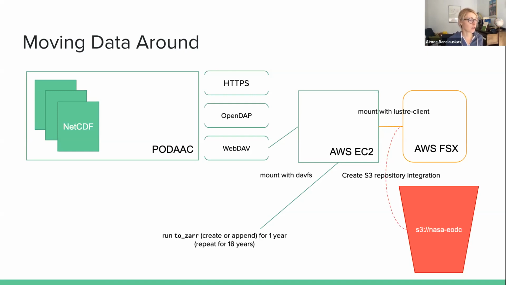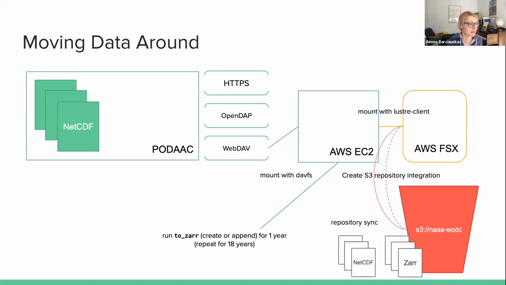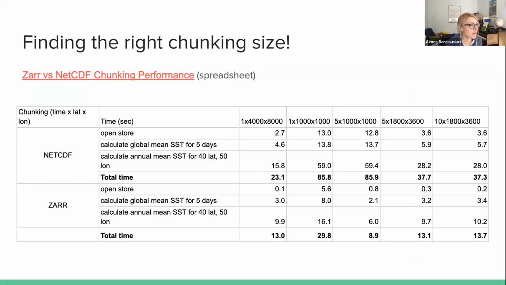So I used both the create of an original Zarr store, and then I appended periodically a year of data and repeated that for 18 years. There's a lot of trial and error that went into this approach, but this is where we ended up. And then we used the repository sync feature of AWS FSx to get the final Zarr store output to S3. The other step in this process was finding the right chunk size.